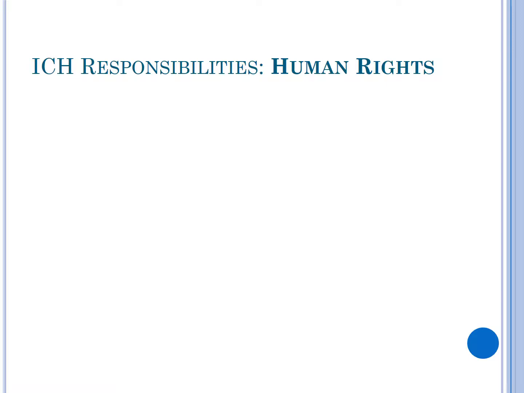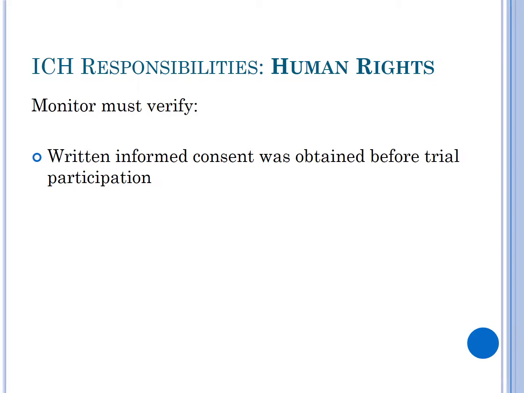How are they going to do this, though? The very first thing, and this is the easiest thing for them to do in order to assure that all the human rights are being maintained, is to look at the written informed consent. They're going to want to look at every consent form that has been signed by a participant on the study. They want to look at not only the very first one that was signed, but also subsequent ones. If there have been any revisions to the consent form that would apply to that participant, they're going to want to see that those were signed as well.